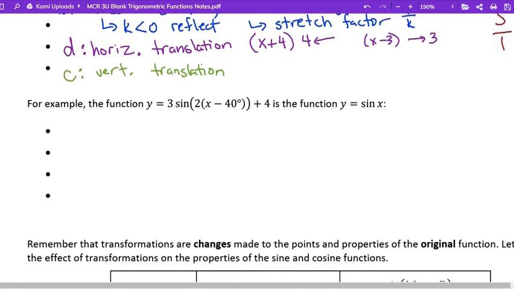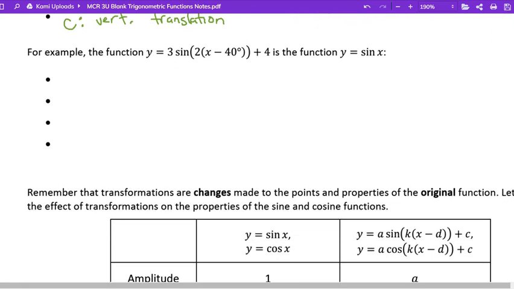All right, so for example, when we have a sine function, 3 sine 2x minus 40. Notice, why is 40 written as 40 degrees? Why is it?